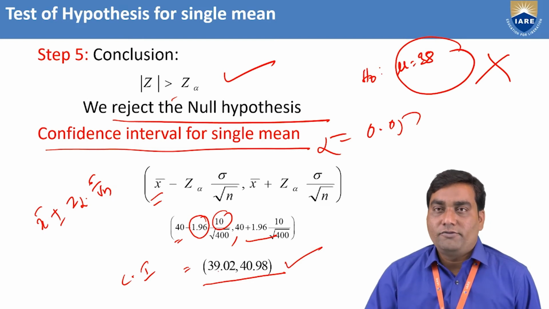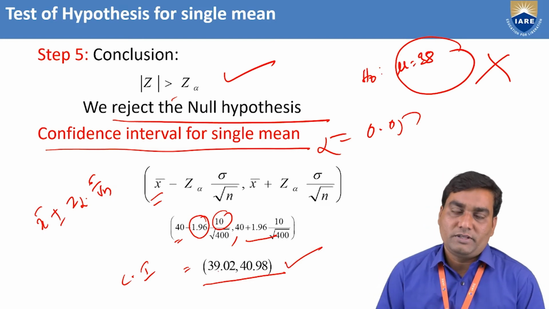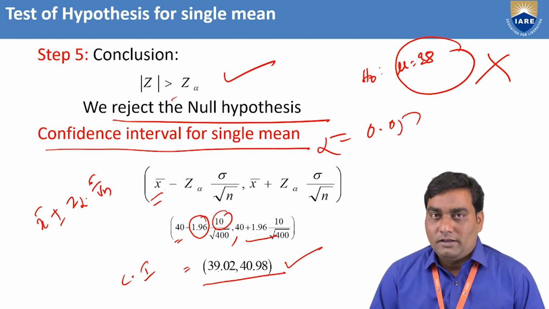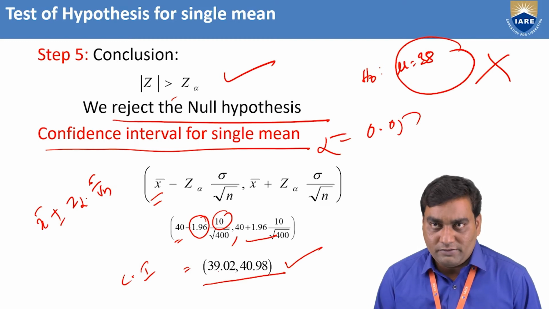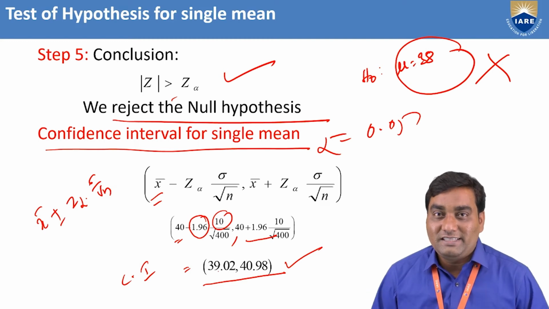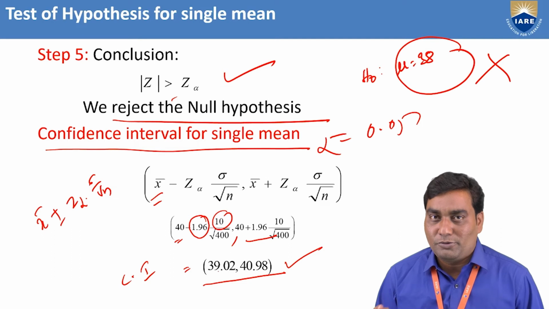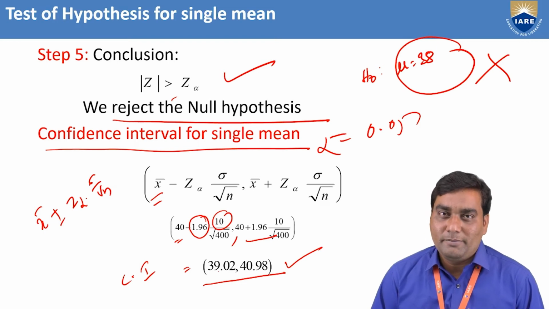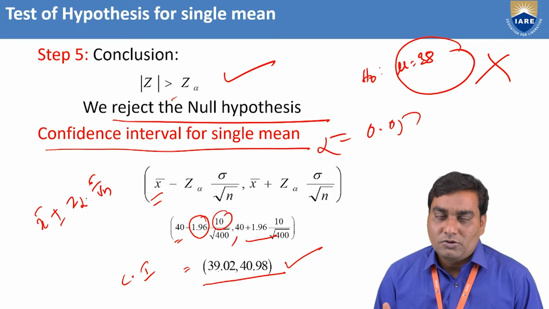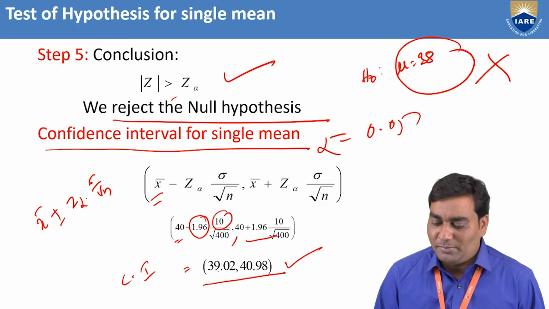Like this, we have to do the problems on test of hypothesis for single mean. One logic we should remember: according to the problem description, we should identify which test is suitable for the given problem. Blindly, you remember that if it has only one sample, we should check whether we are going to test mean or proportion. If it is mean, go for test of hypothesis for single mean. If it is proportion, go to test of hypothesis for single proportion.